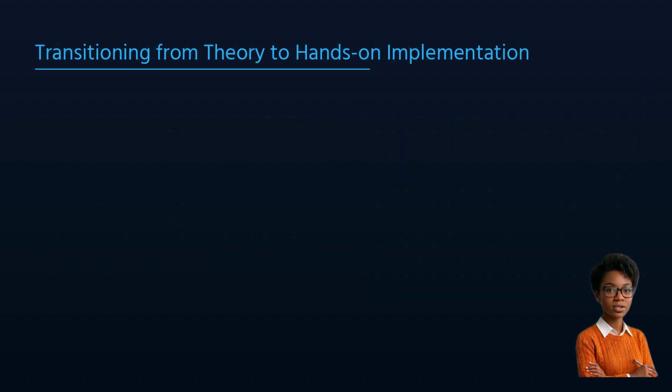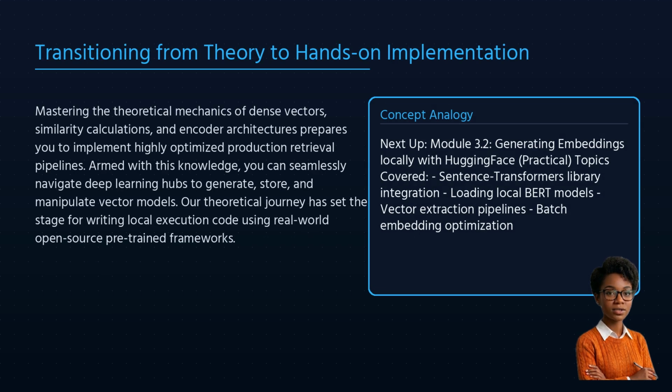You now possess a solid theoretical grip on semantic vectors. In our next upcoming lecture, we will put this knowledge to the test in Module 3.2, Generating Embeddings Locally with Hugging Face, Practical. We will transition directly into hands-on coding, where we will spin up local open-source transformer models on your computer to build vector generation scripts from scratch.